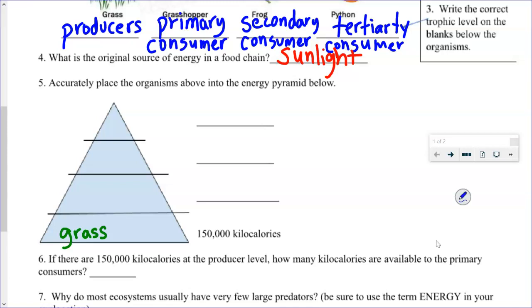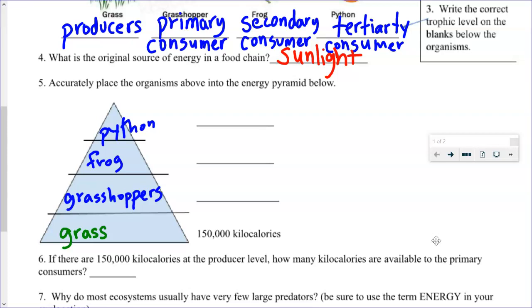And then the grasshoppers come next because they're our primary consumers. And then we get frog, and then the python. And there's no trick to this. It's not confusing at all. It's just the order of the food chain is exactly the same order you write it into the energy pyramid. So if you see the food chain up above, start with the producers at the bottom and just follow that food chain up your pyramid. It should be pretty simple to get those in the correct order.